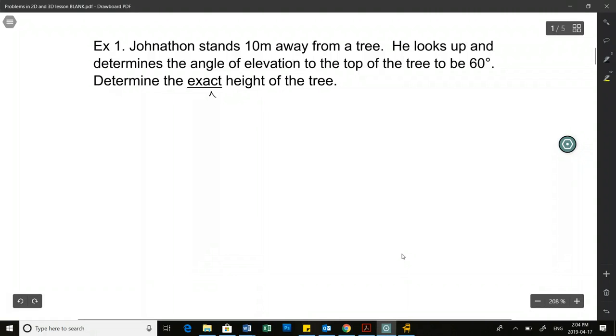So exact meaning, and notice that the angle is 60. We should be thinking special triangle. So when we say exact, we're thinking back to our special triangles. There will be some cases where you will not be able to find exact values. If it doesn't deal with 60, 45, and 30, or one of their obtuse angles like 120 or 150, then I won't be able to find exact values. So I wouldn't ask you for that unless you can actually find it. Okay, so we have a tree.